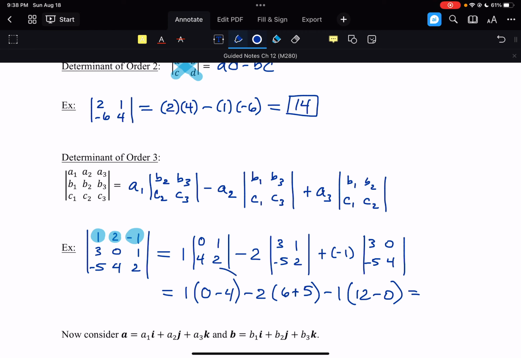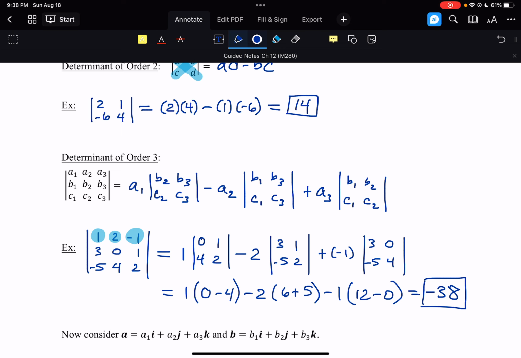So let's see what we get here. That's a negative 4. This is an 11 times 2, so minus 22. So that's negative 26. Minus 12 is negative 38, is the value we get for that determinant. Now, what does this have to do with the cross product?